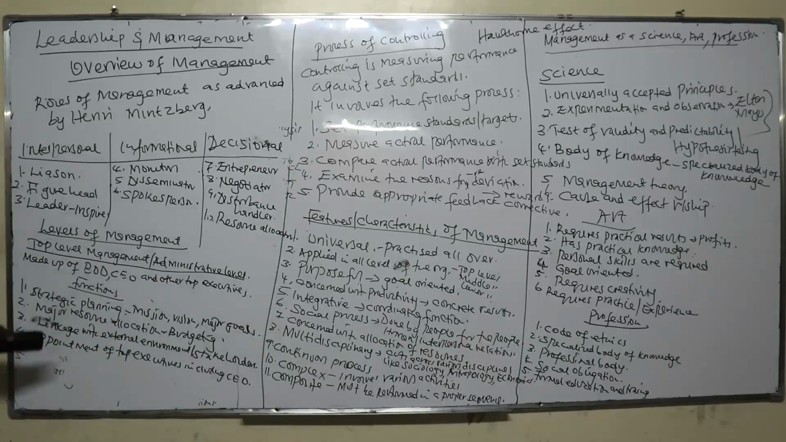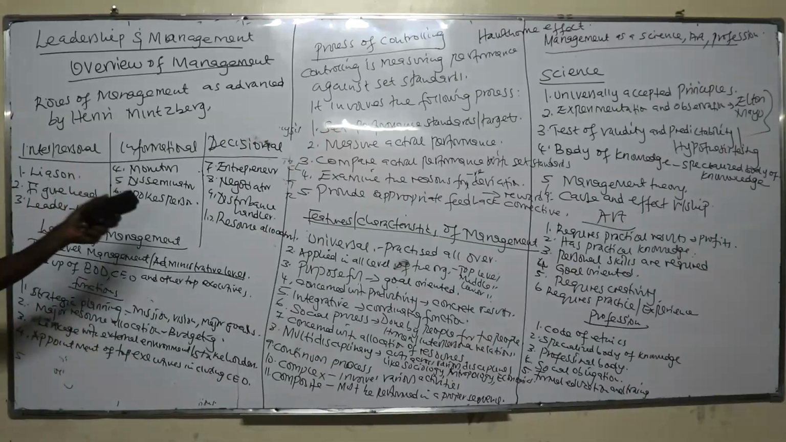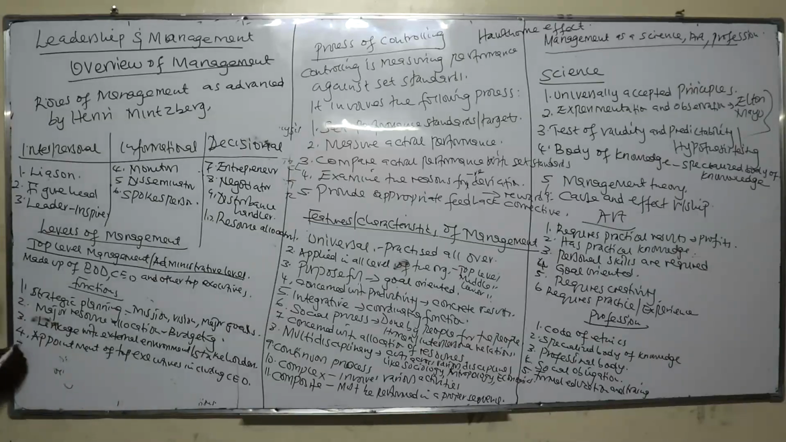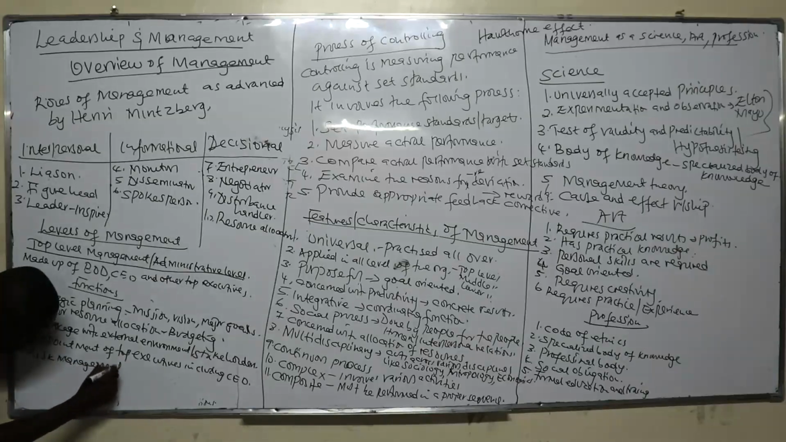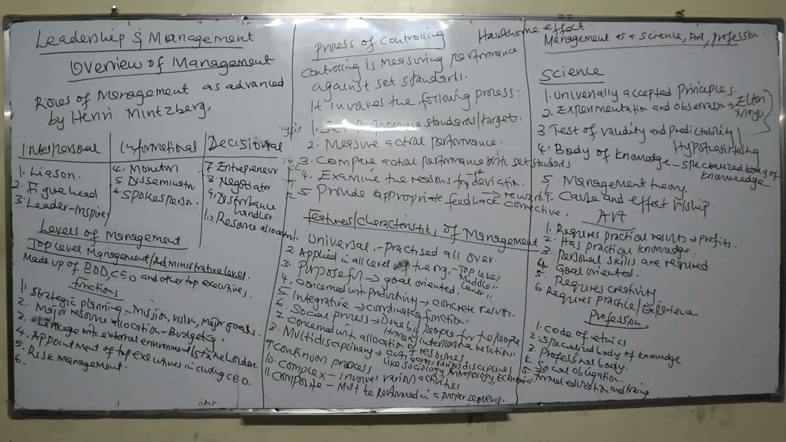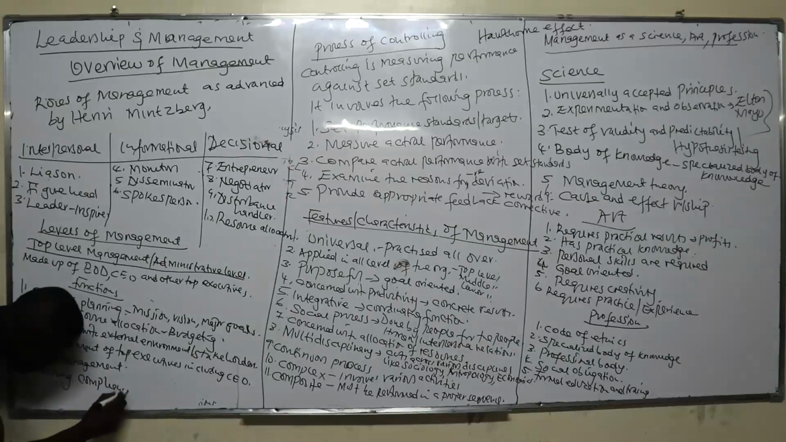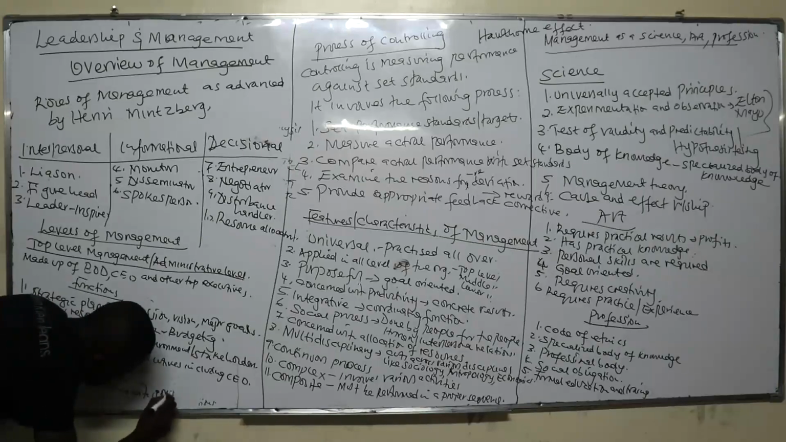Then the CEO will also appoint the middle level managers. Are you together? The CEO is the one to appoint the middle level managers. Another function they do is risk management, managing the risks of the firm. And finally, ensuring compliance with the government rules and regulations.